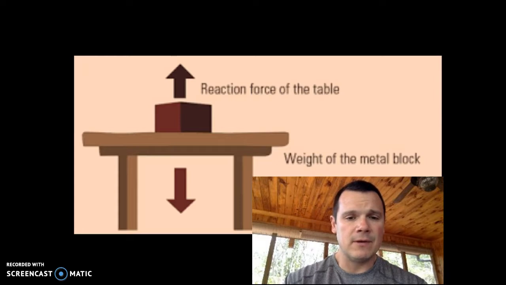Imagine if the force from the table were less than the force from the book, then the book would accelerate downward. So if the table ever ceases to exert a force on the book in an upward direction that is at least as much as the downward force from the book, then you'll have a change in motion, you'll have an acceleration.